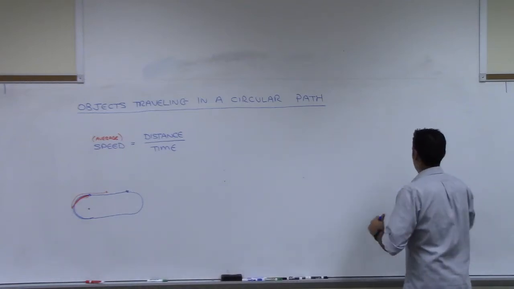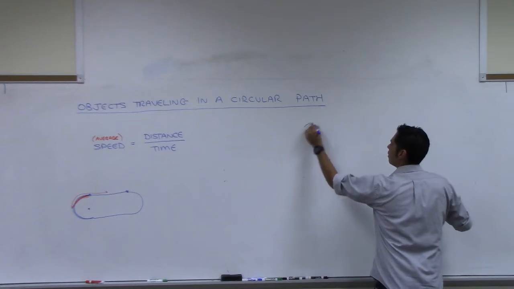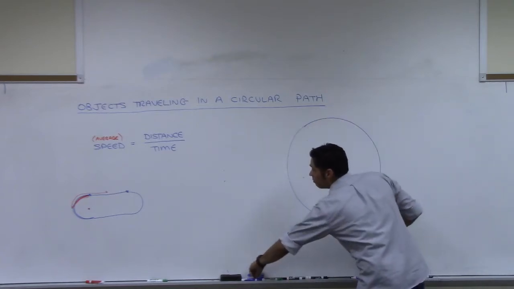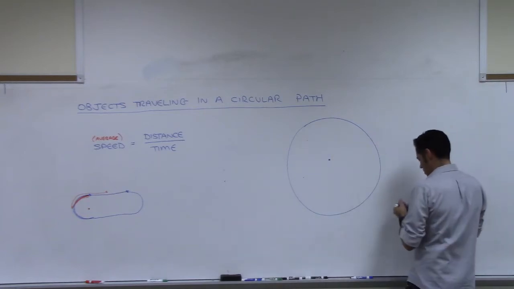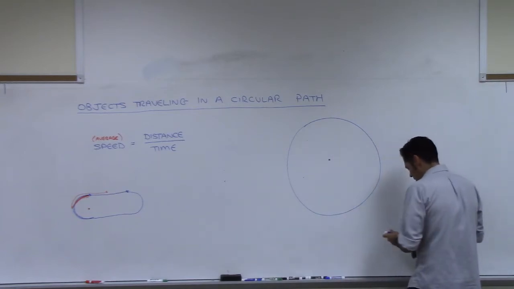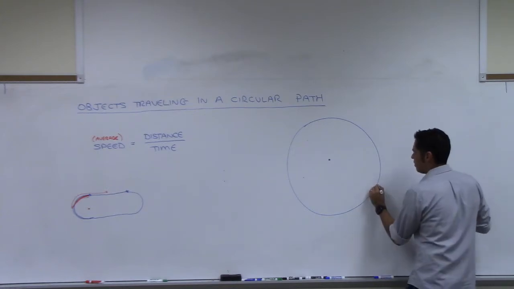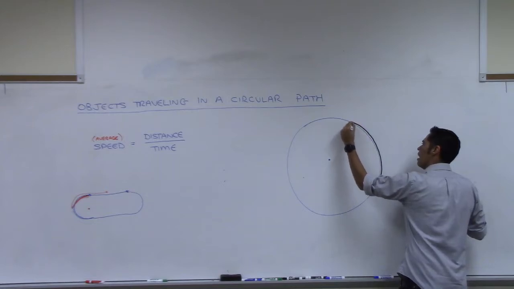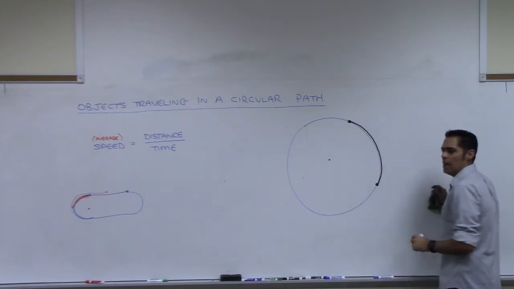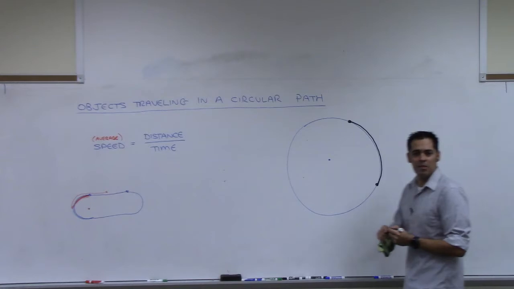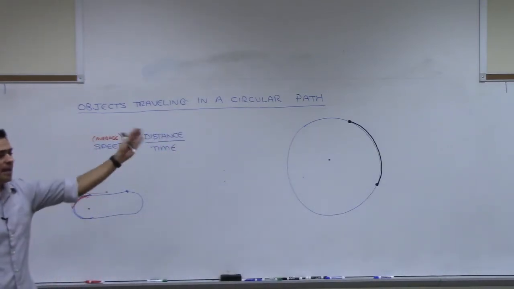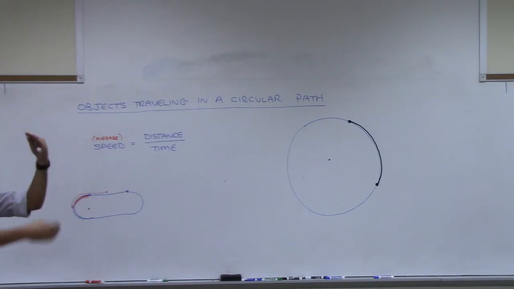So if I have a runner or something, I have a circular path, right? And I have some object that is going to move, let's say from this point, they're going to run around like this, and they're going to get to here, and I know the time it took them to do that. Then what's their speed? Well, I need that distance, don't I? I need the length of that black curve.